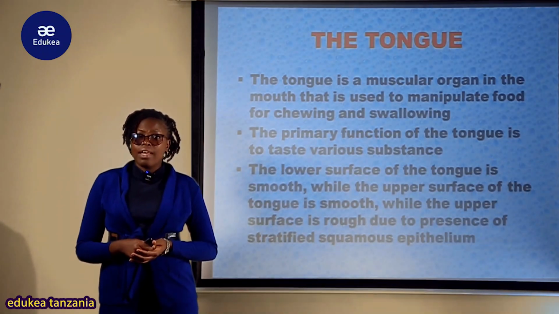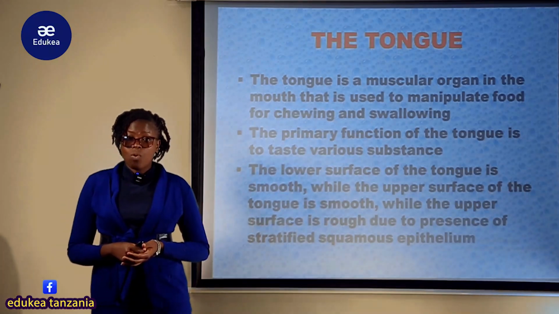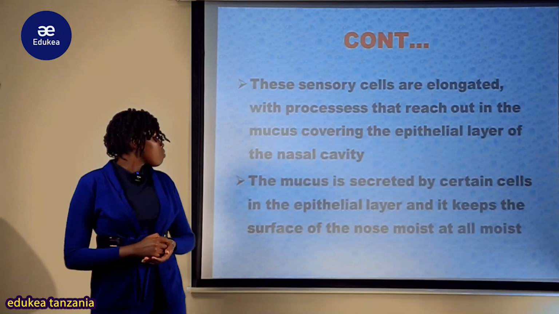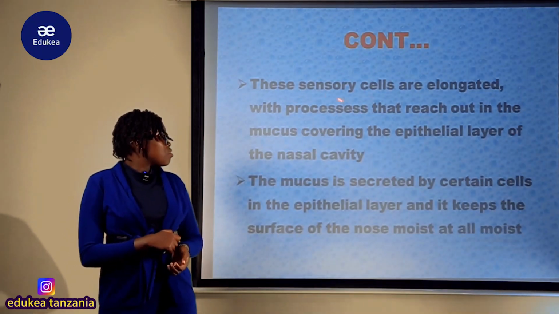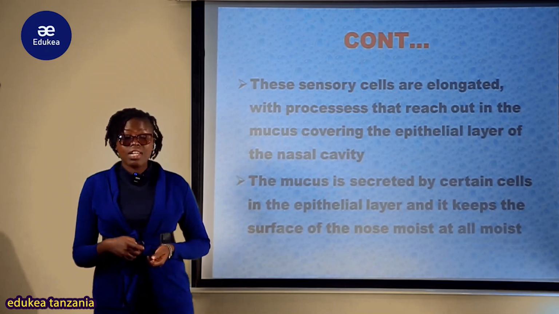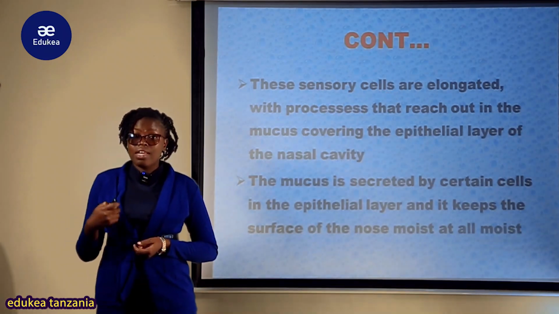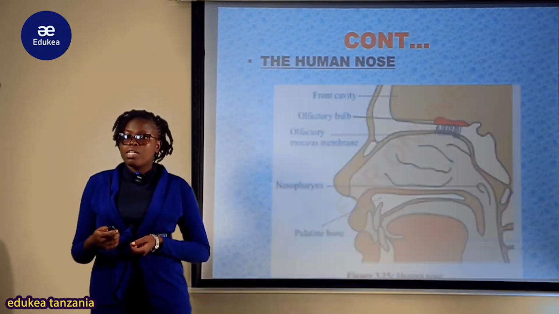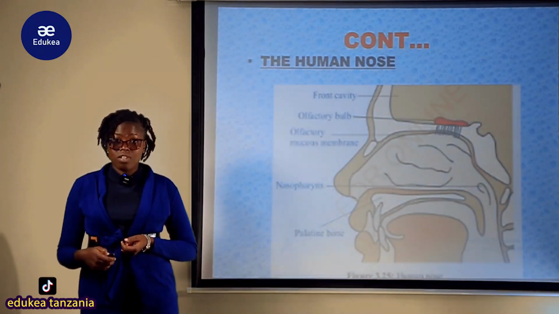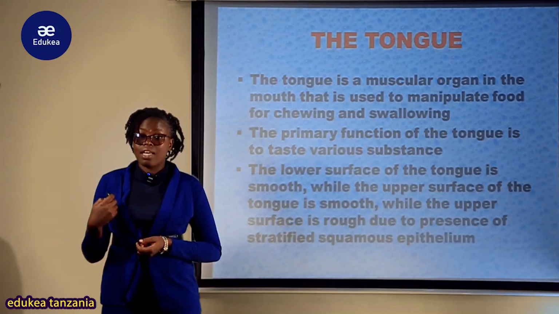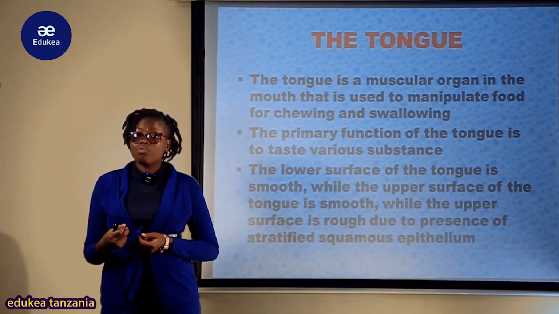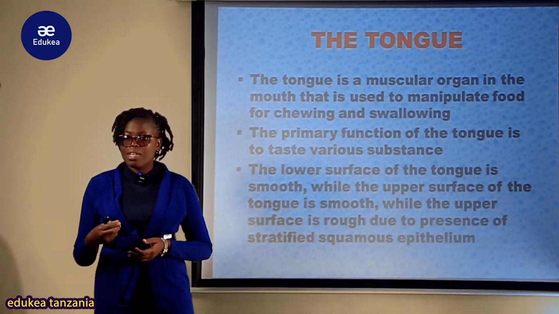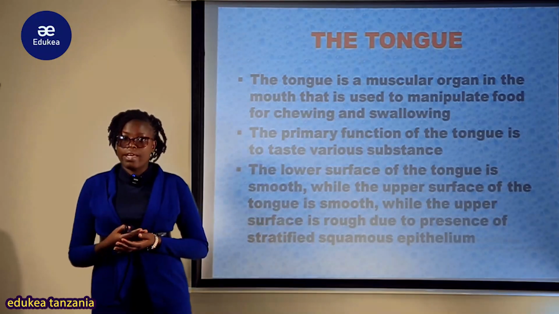And we have also seen that in the nose there are these sensory cells which are elongated. These sensory cells are responsible for the transmission of nerve impulses to the brain. We can look at sensory neurons and motor neurons. Sensory cells are responsible for carrying impulses pertaining to smell to the central nervous system, so that a person can be aware of a particular smell and take a particular response. For example, if the smell is bad, the person will move away from that particular area.